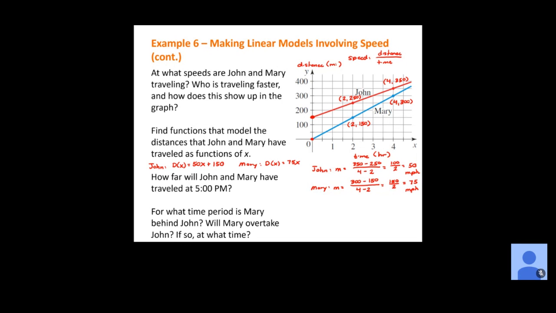All right, now the next question says, how far will John and Mary have traveled at 5 p.m.? So let's start with John. Remember, noon represents 0 in this case, so 5 p.m. would just be an x value of 5. So all we really want to do here is substitute 5 into our function. So we're going to have 50 times 5 plus 150. And if we multiply that now, 50 times 5 should give us 250 plus 150. So that tells us that John has traveled 400. And again, this d of x is representative of a distance, and our distance in this case is measured in miles. So John has traveled 400 miles.